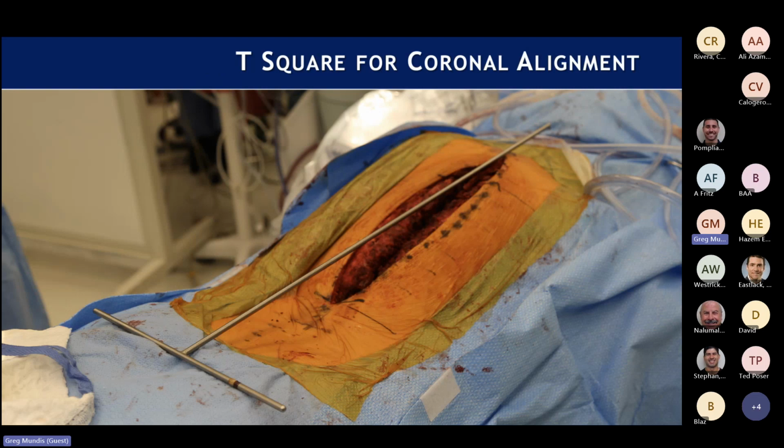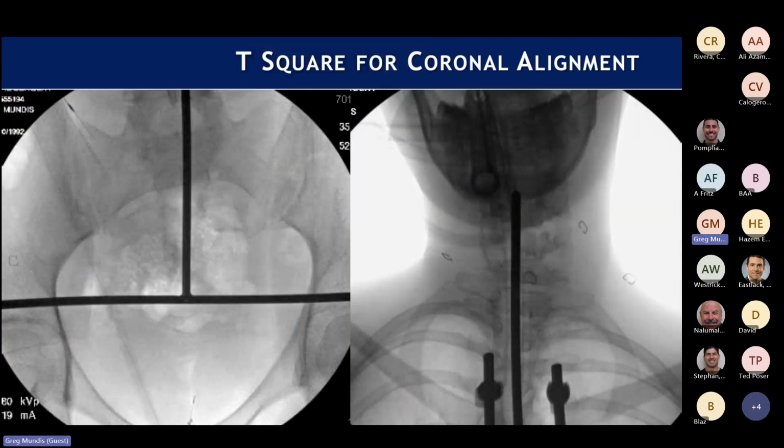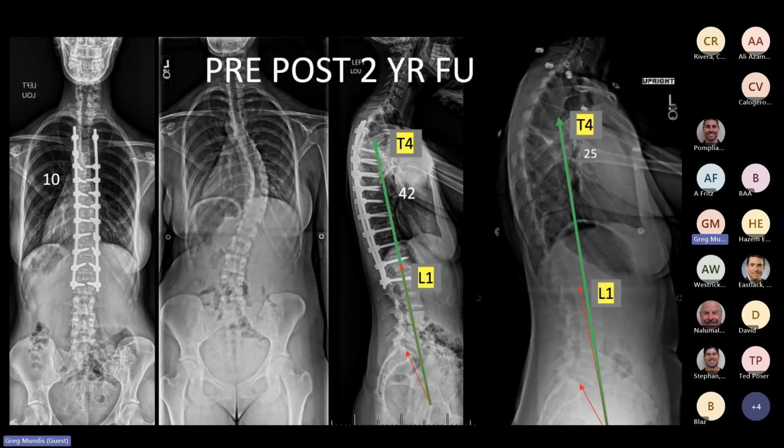You can check it with a T-square afterwards. I would say I don't always do that in the AIS world. I feel like if you've picked the LIV and UIV correctly, you should be in pretty good shape. Just to show you here, though, if you check it, you just want to make sure you're hitting it up between the uprights at the UIV, and allow for some auto correction to occur as a result. Then doing a meticulous closure is obviously important, and then checking your post-op X-rays.